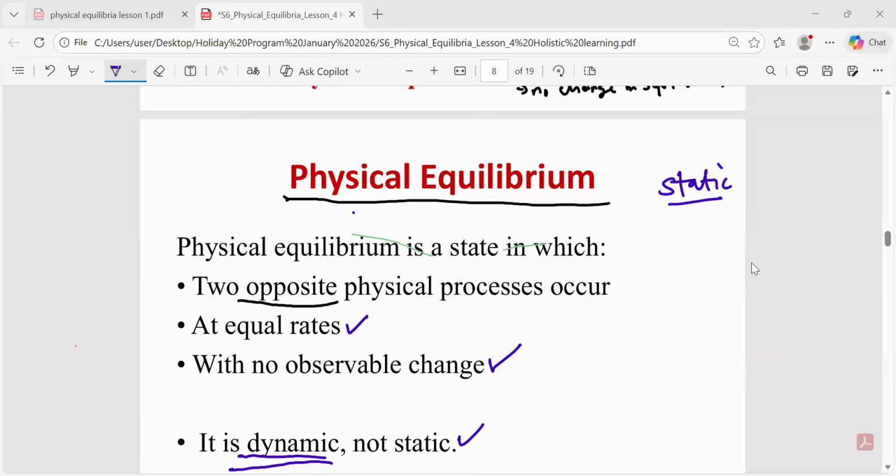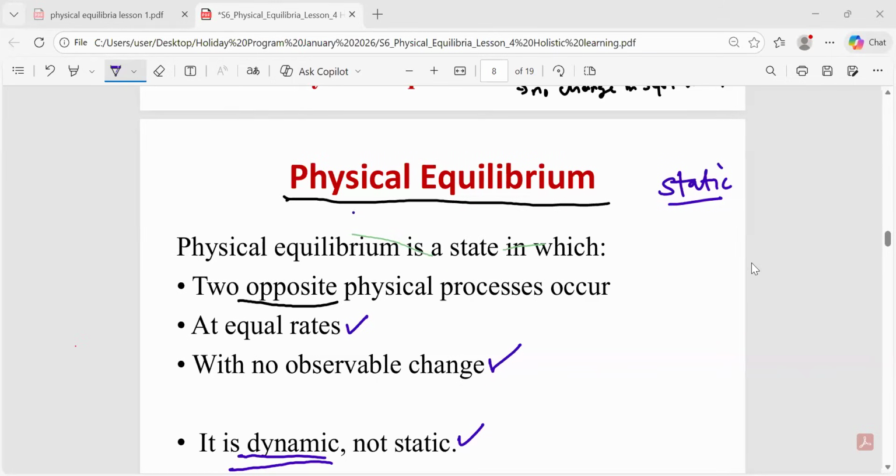It is not fixed. It is not static. It is constantly changing, but as it changes, maybe from condensation to evaporation, from evaporation to condensation, it is taking place at equal rates. It is taking place at equal rates. There is no observable change, but it is continuously changing rather than fixed. That is something which is dynamic, continuously changing.